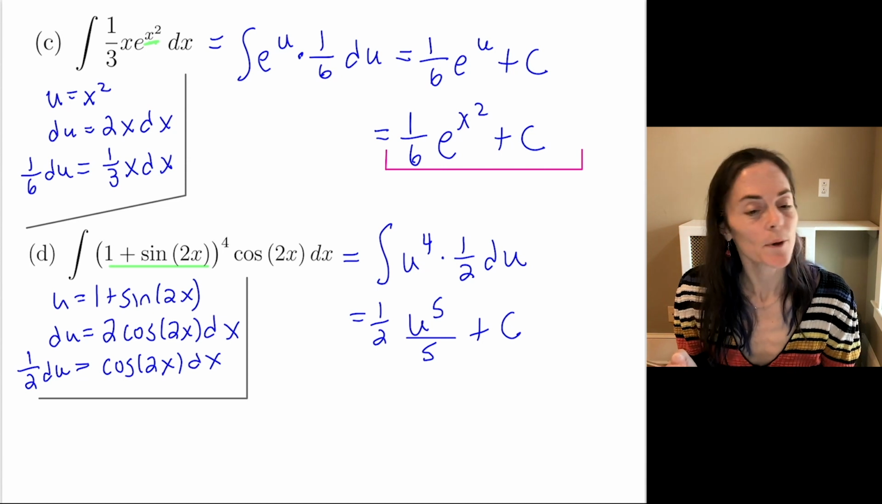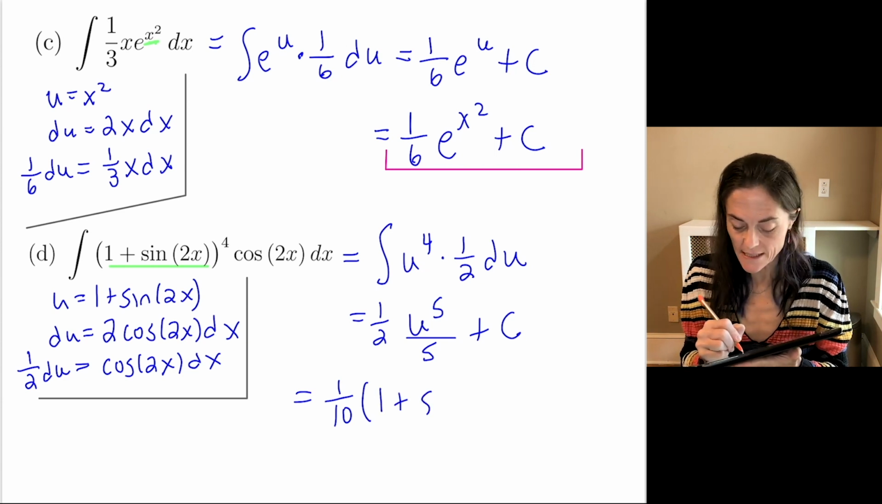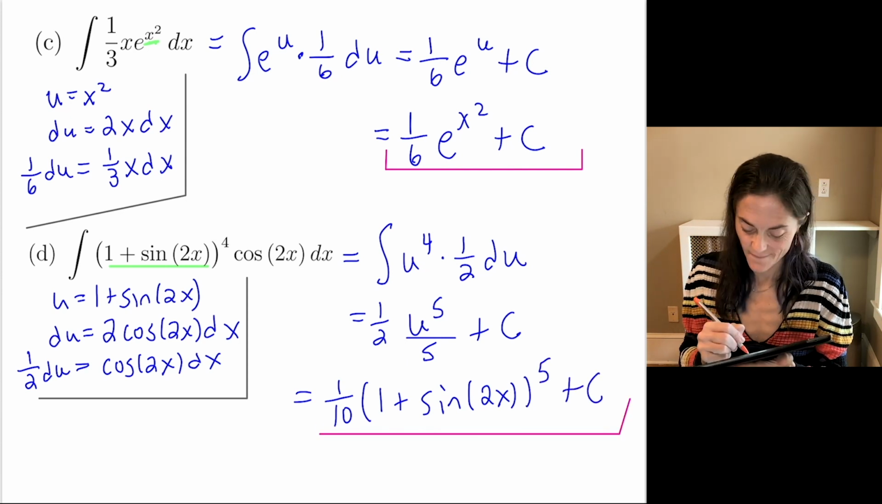Our final step, we go back to x here. So this is all together, we have a 1/10, and then we have 1 plus sine of 2x to the 5th power plus c.